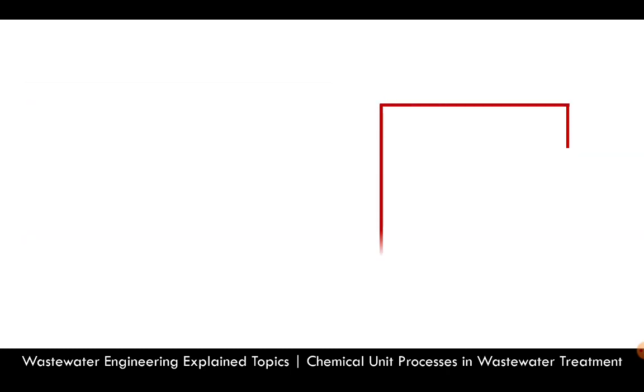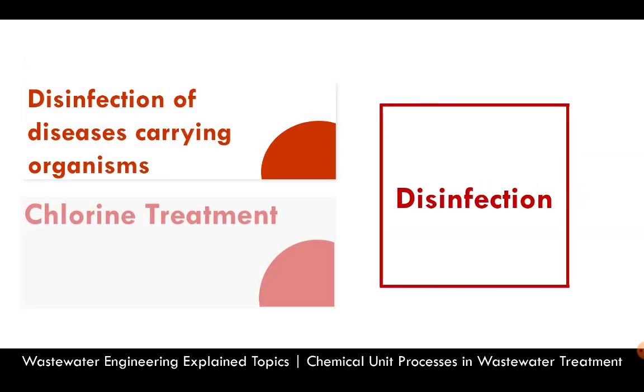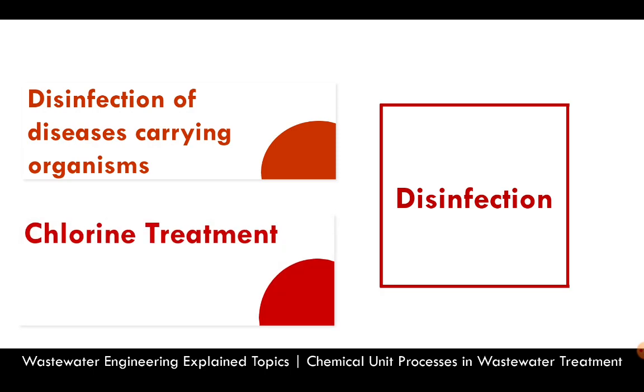Alright, then the fourth unit process in chemical unit processes is disinfection, which means killing or inactivating most of the microorganisms which are present in the wastewater. Chlorine treatment is the most common disinfection process in wastewater.